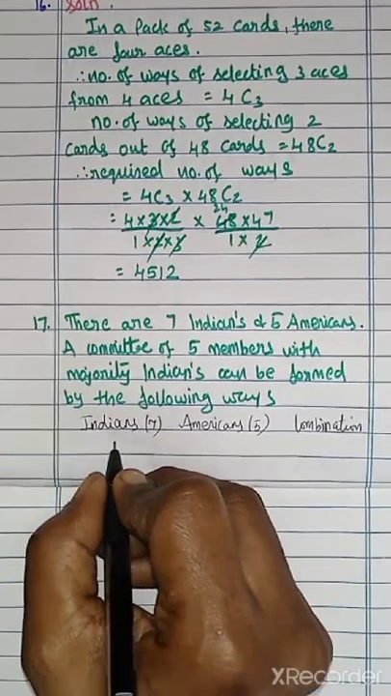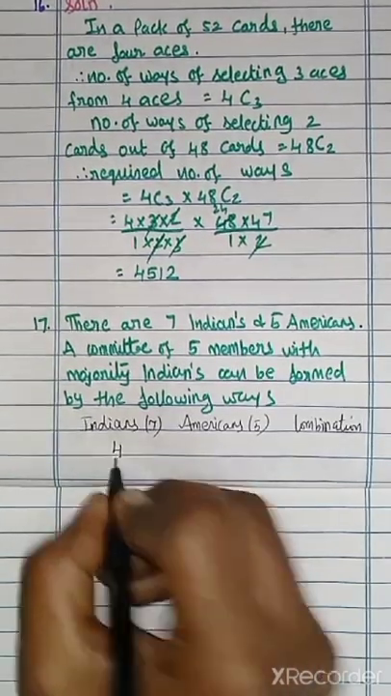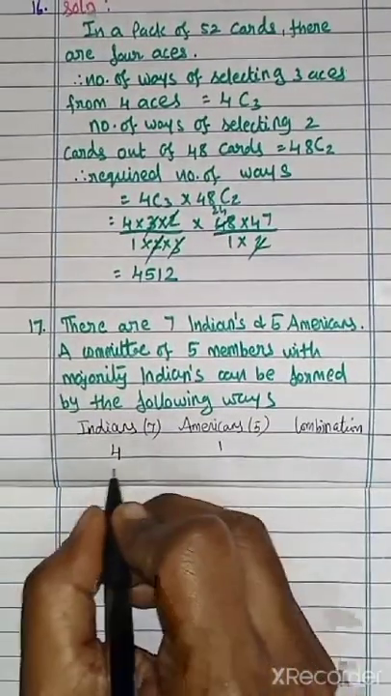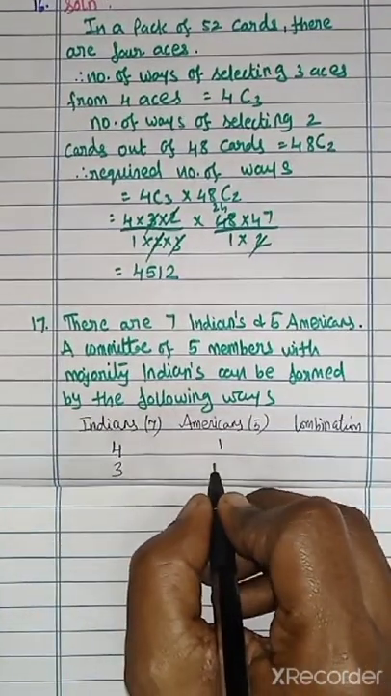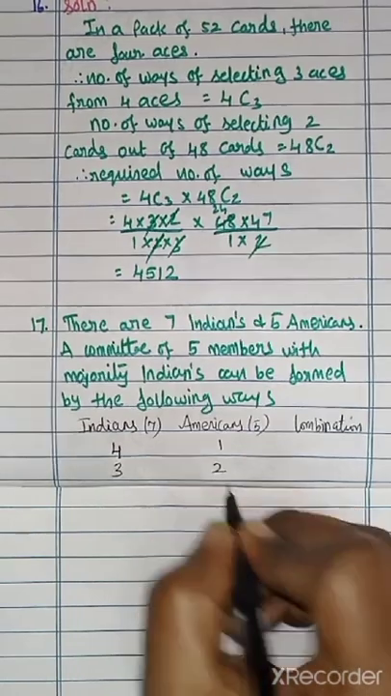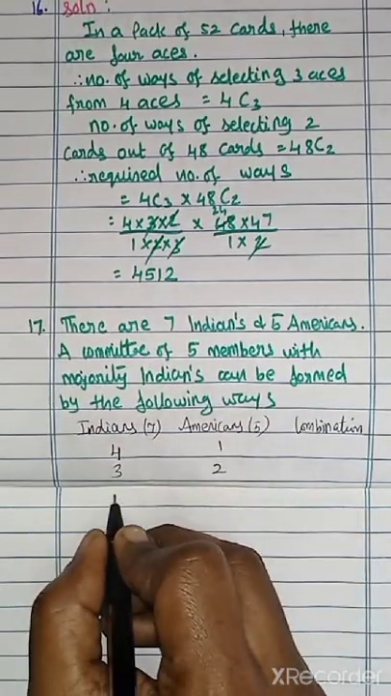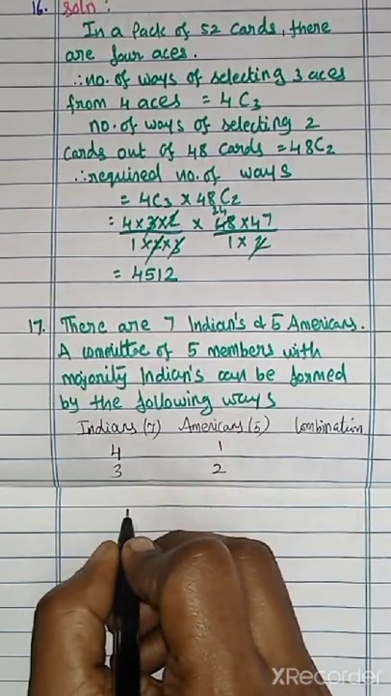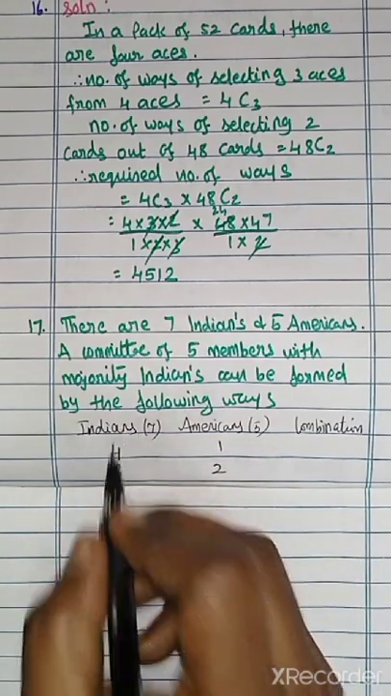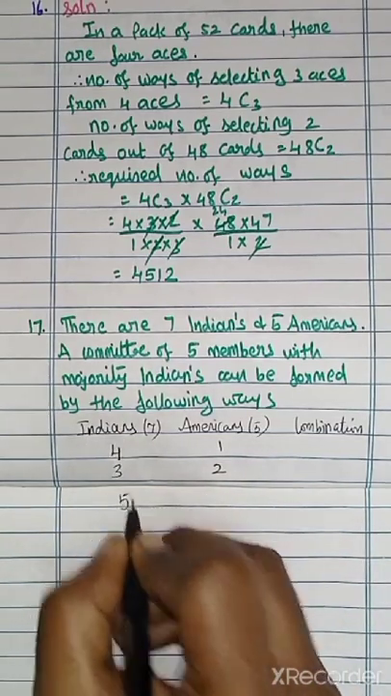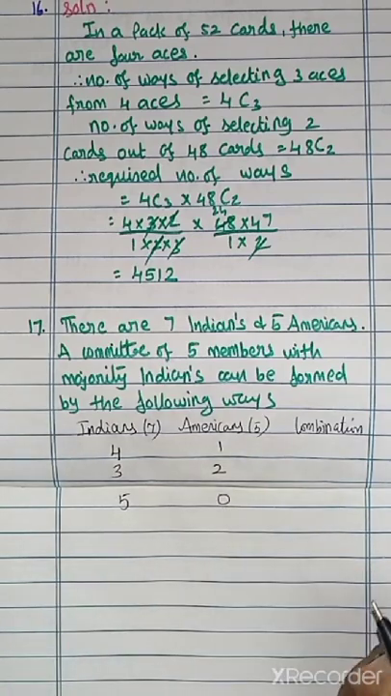Okay, we'll start with 4 Indians. If we choose 4 Indians, we have to choose 1 American. If we choose 3 Indians, we have to choose 2 Americans. We cannot choose 2 Indians, because if you put 2 here, this will become 3, but always Indians will be a majority. So all 5 will be Indians, so 0 Americans, right?